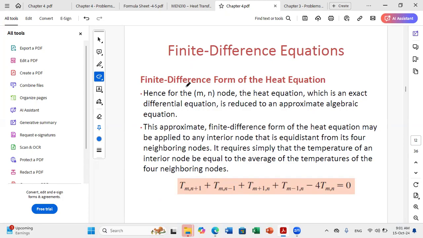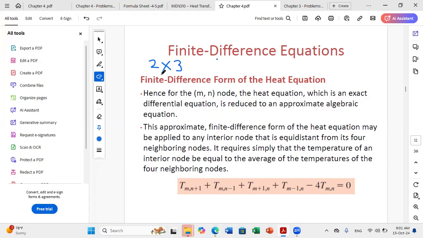So each node will have an equation. If you divide your system into a certain number of columns and a certain number of rows, for example, if I consider 2 columns and 3 rows, you have 2 times 3 nodes. So for each node, you need to write the corresponding equation.